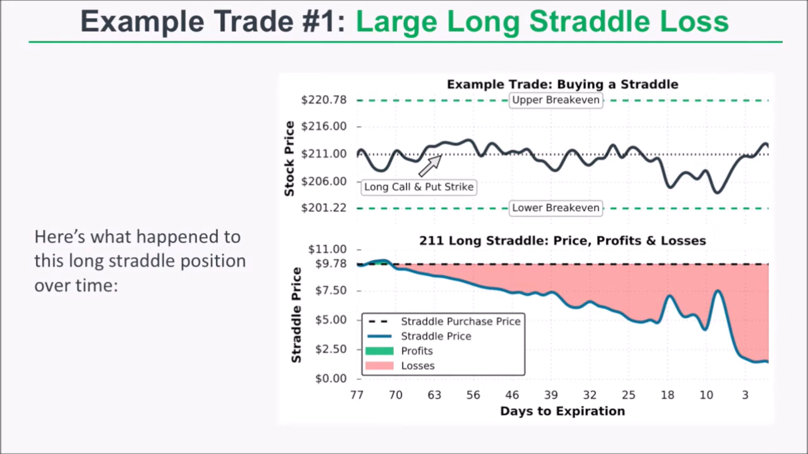So unfortunately, in this case, the straddle incurred a large loss, and at expiration it was worth right around $1.25 or $1.50, which means we pretty much lost 85 to 90% of what we paid for this straddle.